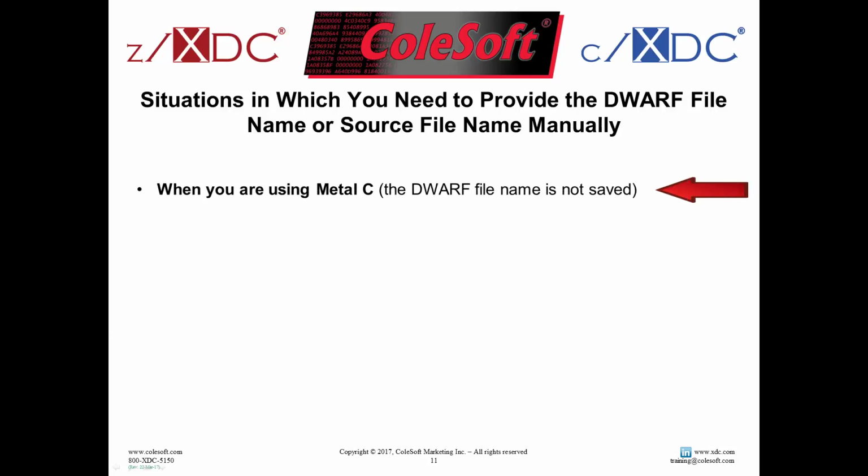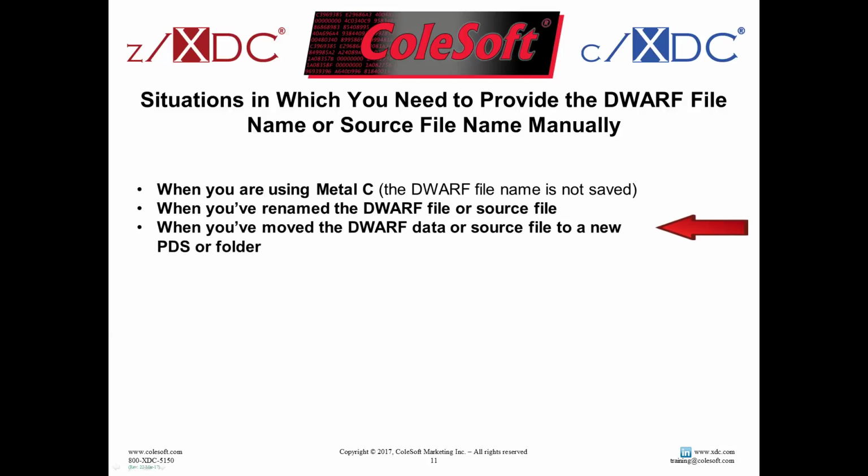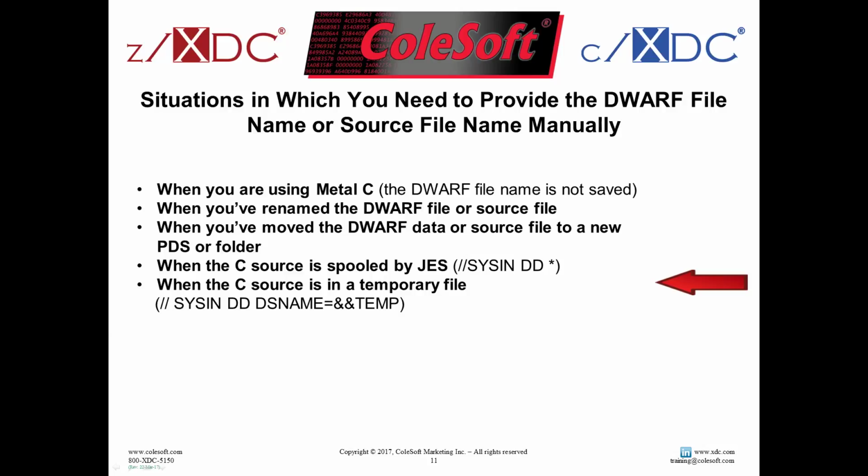Number 1, when you are using Metal C, but we've already covered that. Number 2, when you have renamed the Dwarf or source file. Number 3, when you have moved the Dwarf or source file to a different library or folder. Number 4, when the C source file is spooled by JES, or in plainer English, when it is from a SYSIN DD *. And finally, when the C source file is from a temporary dataset, from an &&TEMP name or some such.